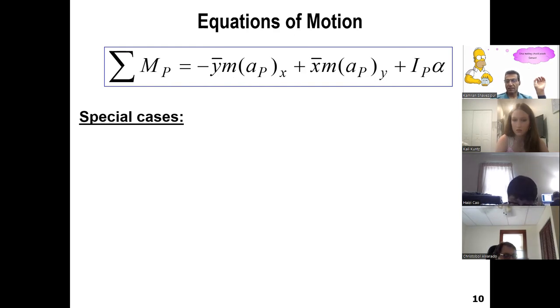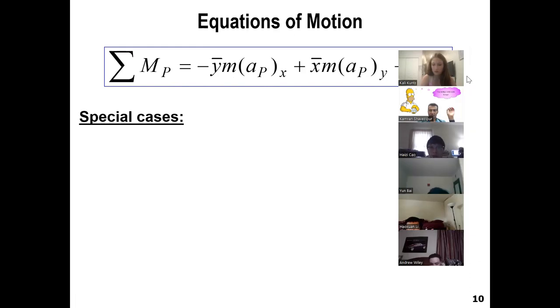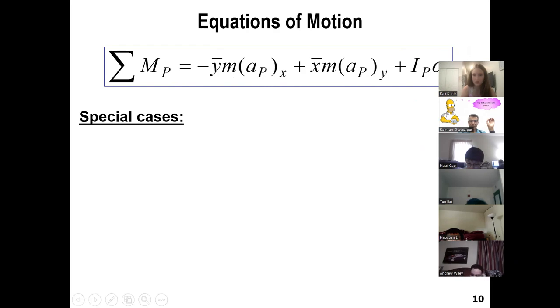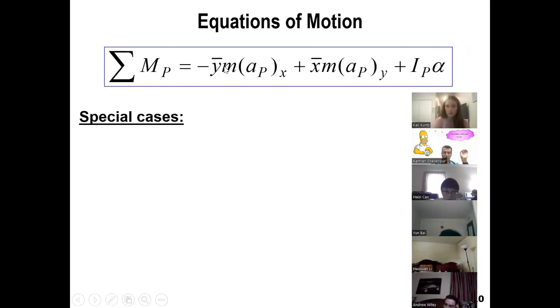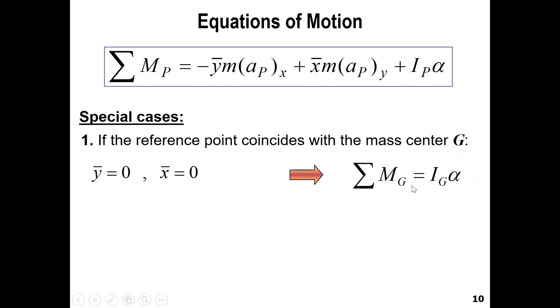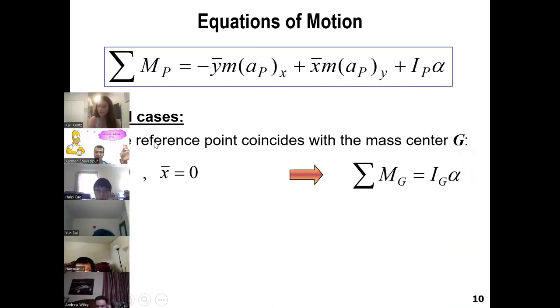What else? What happens to Y bar and X bar? You remember Y bar and X bar was the X and Y distance between G and P, right? You guys follow? They go to zero. If Y bar and X bar are zero, you get rid of these two terms. So this simply becomes summation of moments about G is IG alpha. Much easier, right? Much simpler to deal with. I think you like this better, right, Callie? Much nicer to have.